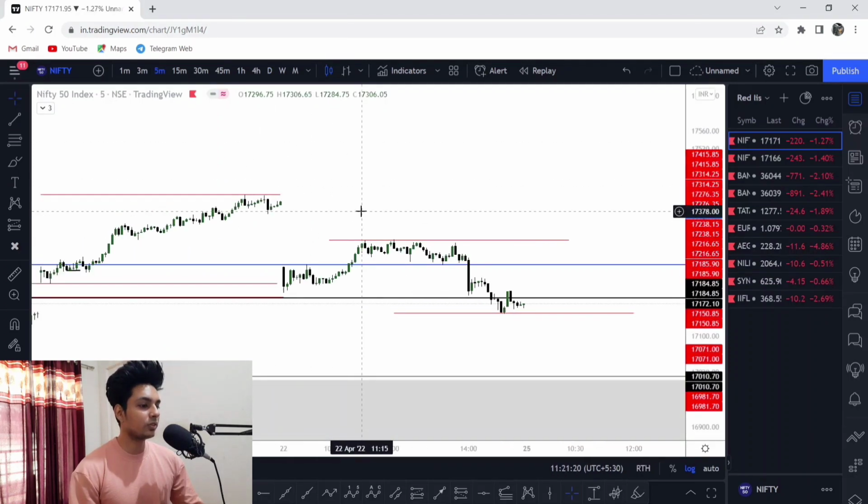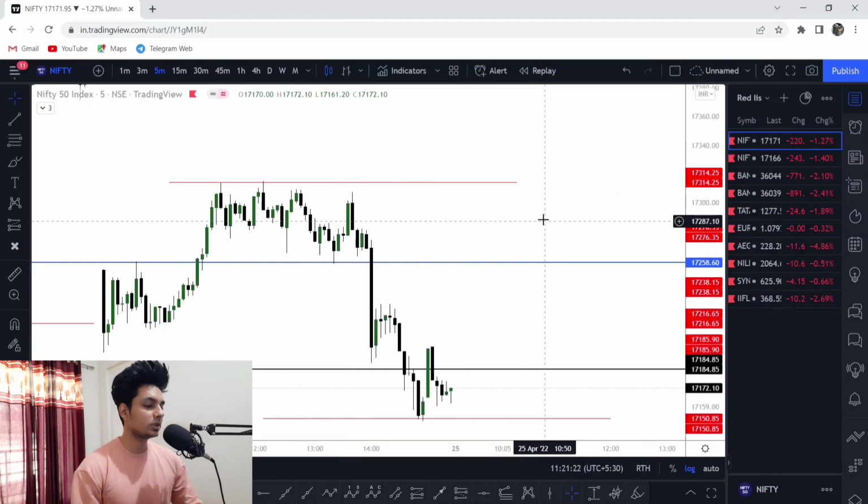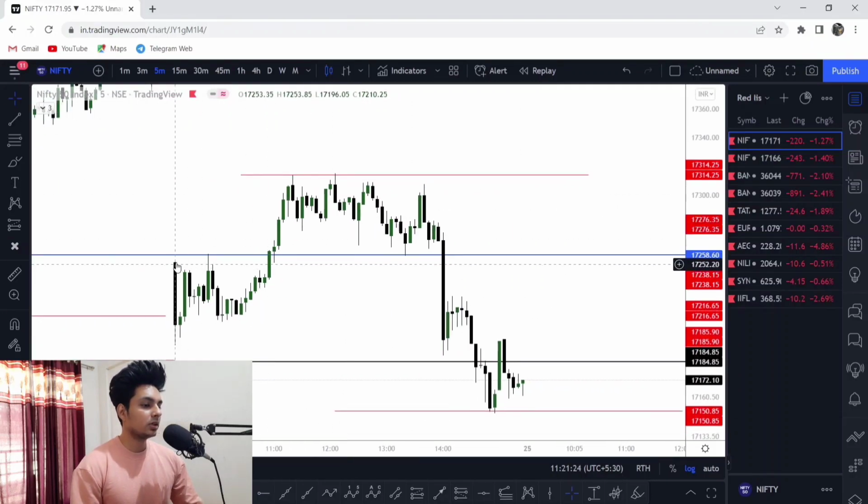Alright. So if I go to the 5-minute time frame, just have a look here guys. This is the daily time frame order block. This is the opening price.